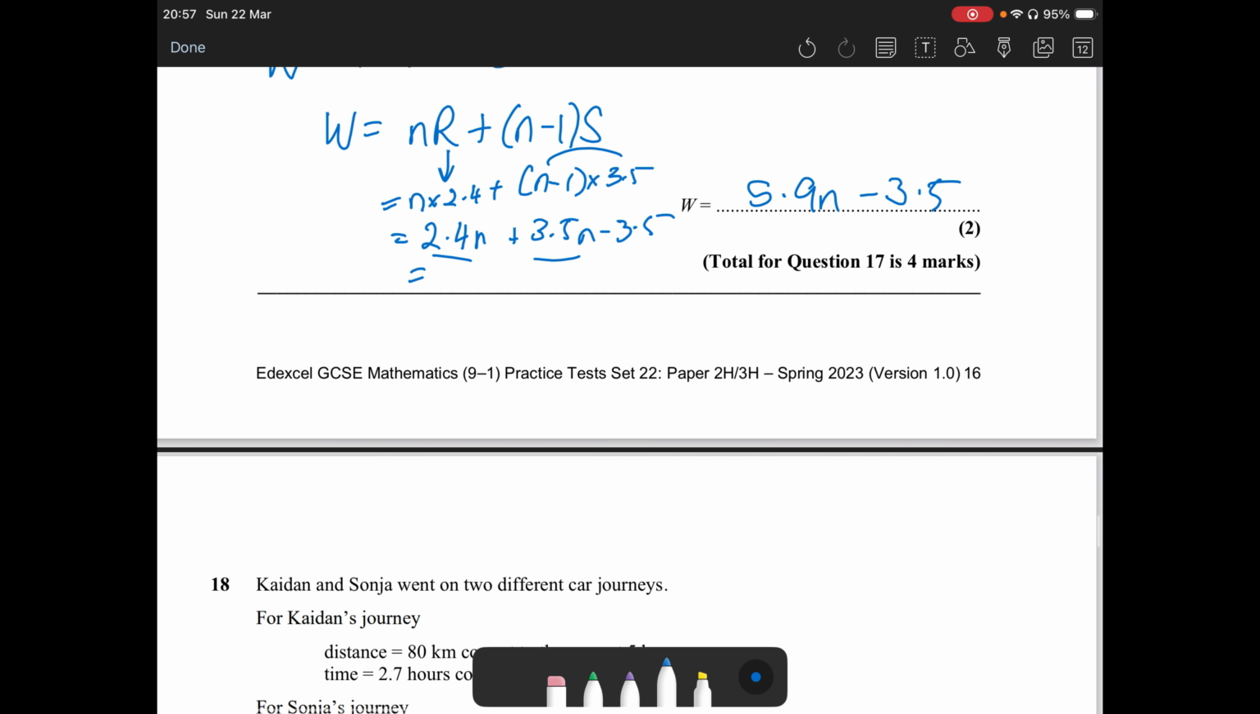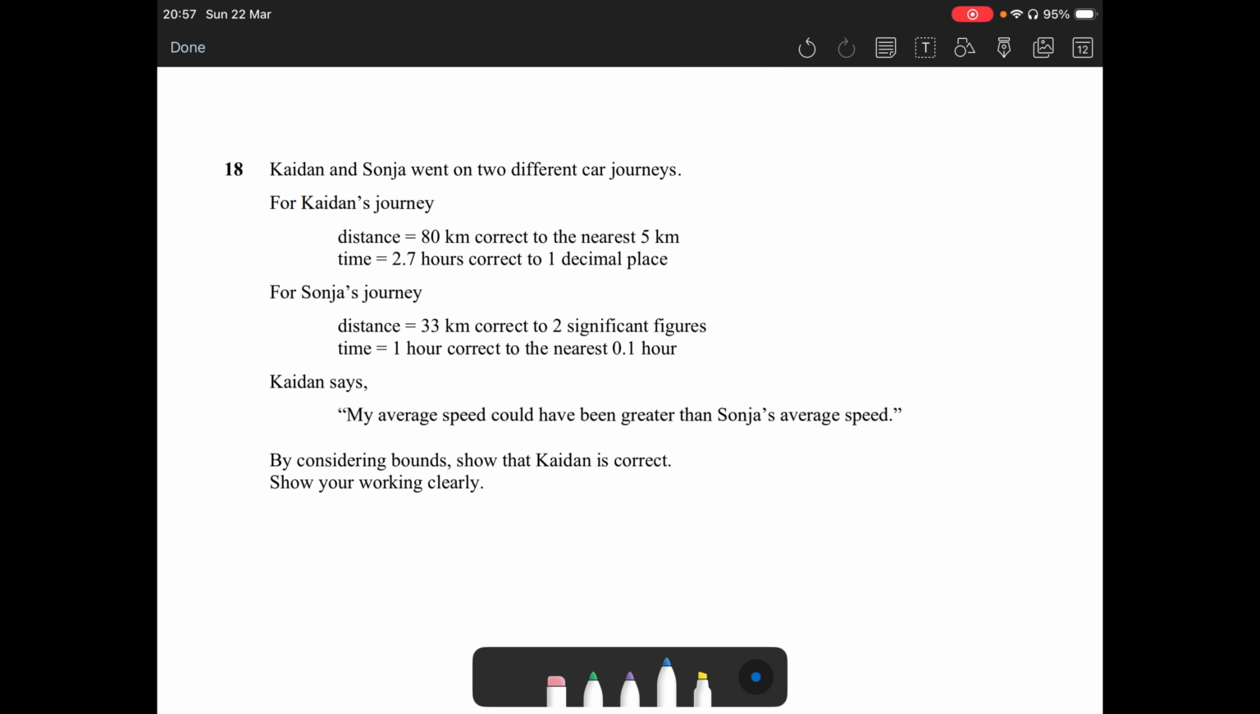We're good. Brilliant. Number 18. Caden and Sonia. So is it Sonia or Sonja? I don't know. But they're going on two car journeys. For Caden, she's got a distance of 80, and it's not accurate. It's been rounded to the nearest 5 kilometers. So already I'm thinking, her total distance could be, you always halve what you're rounding to. So halve it, which is 2.5, and then you add and subtract from 80. So the lower bound would be 77.5, and the upper bound would be 82.5.